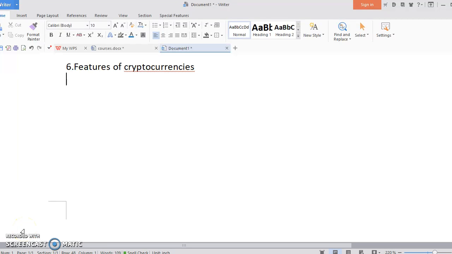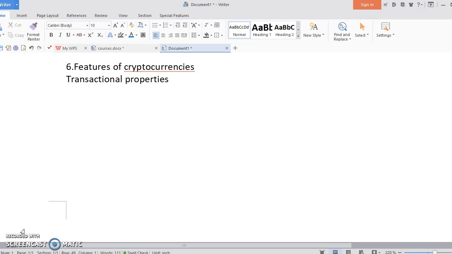So let's see some of the features of cryptocurrency, or you can call it the characteristics of cryptocurrencies. And the first one we're talking about is the transactional properties. So the transactional properties basically represent certain things. Like the first thing has to do with Bitcoin transactions being irreversible.